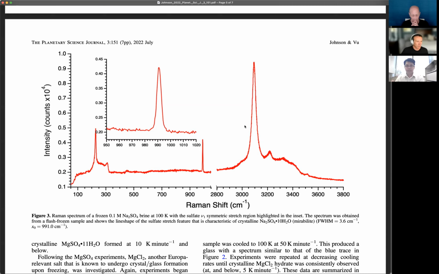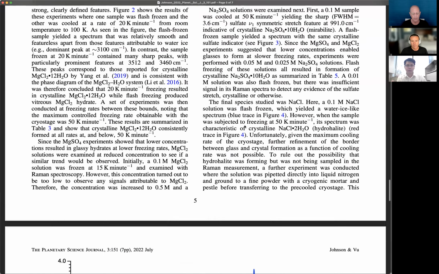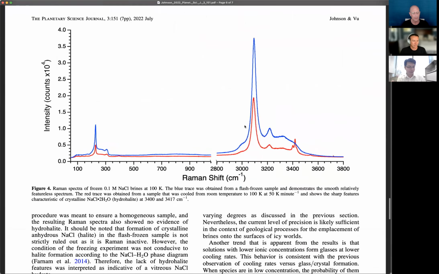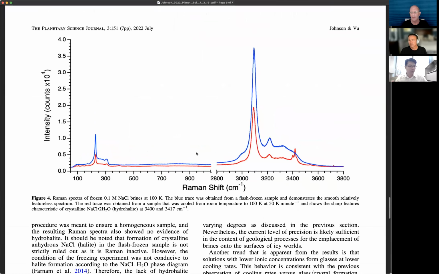Tuan, do you want to go on to the fourth one? Yep. Of the 4 ions, we have 4 possible combinations of salt. We've seen the other 3. The last one is sodium chloride. Again, with the chloride, we can't see it by itself, so we're looking at the water region. Blue is flash frozen. Red is, in this case, 50 degrees per minute freezing.